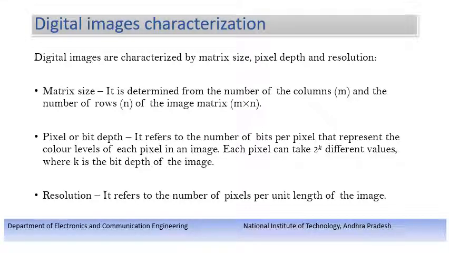Next comes the pixel or bit depth. As we know, a pixel can be represented using bits. Now, number of bits assigned to a pixel decides its color. These pixels can take up to 2 to the power k values, where k is the bit depth. For example, for a 8-bit representation, a pixel can have up to 256 shades of color. Next comes the resolution. It refers to the number of pixels per unit length of an image. We can say that our ability to see details improves with better resolution.